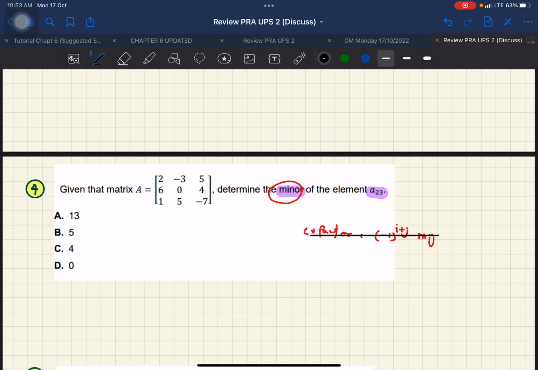Okay, so element A23. A23 kat mana? Row 2, column 3. So row 2, this one. Row 2 is this one. Column 3 is this one. So this is our element yang kita nak cari.